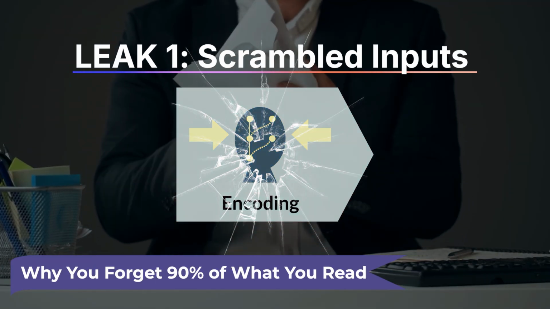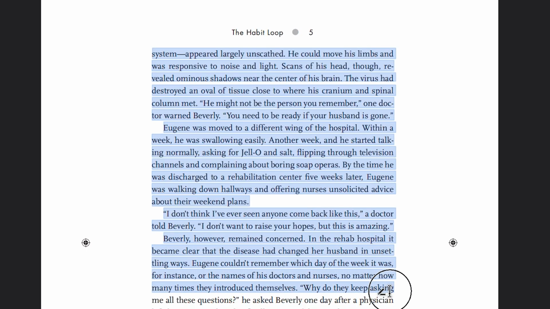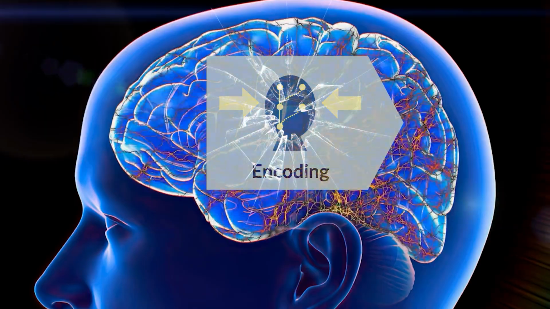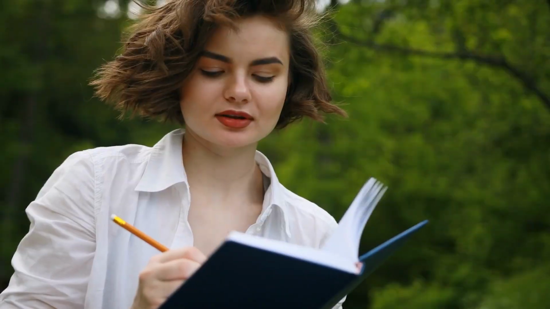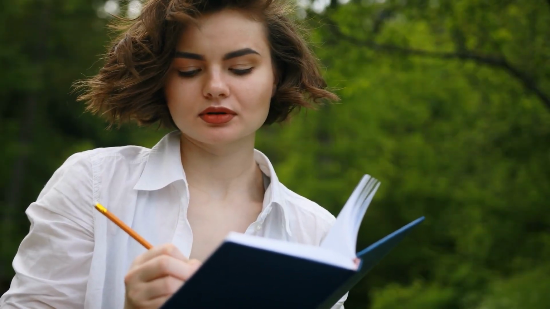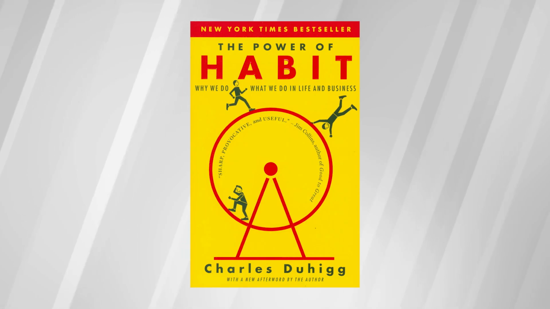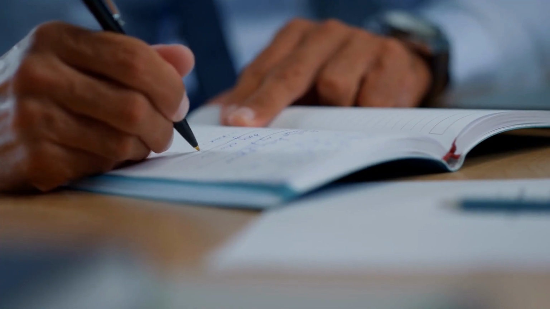Leak 1. Scrambled inputs. Many readers highlight chunks of text or make random notes so nothing stands out. The brain gets overwhelmed and doesn't encode anything useful. A great solution is to use smart annotation using the Read in Graphics phase method. Let's imagine you are reading Charles Duhigg's book, The Power of Habit. As you read, annotate using 4 letters.